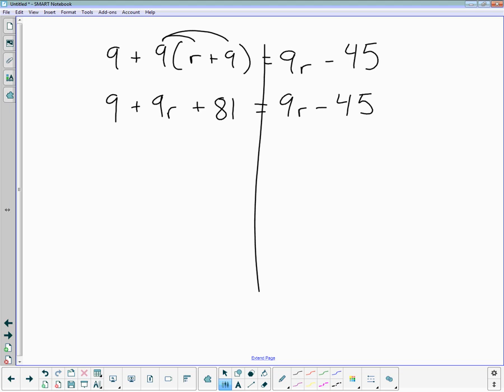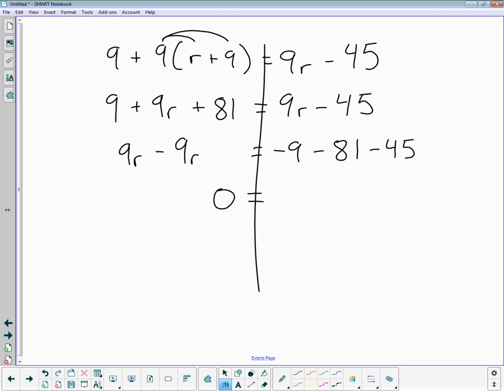So now let's sort and organize. Okay. 381 comes on over here, right? Move the 9R over to the other side, it becomes a negative. And this 45, it stays. Okay. Look at what happens. 9 minus 9. Well, if I have 9 books and I subtract 9 books, what do I have? I got nothing. I have 0. Okay.